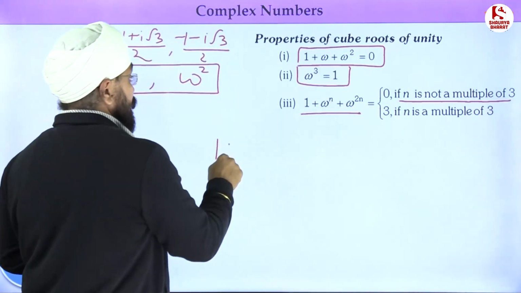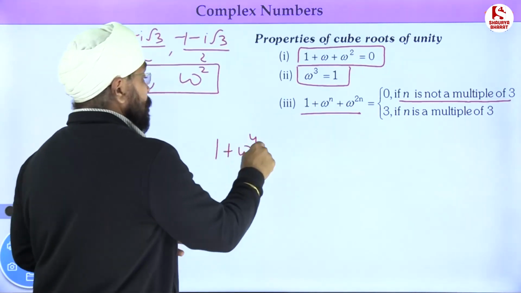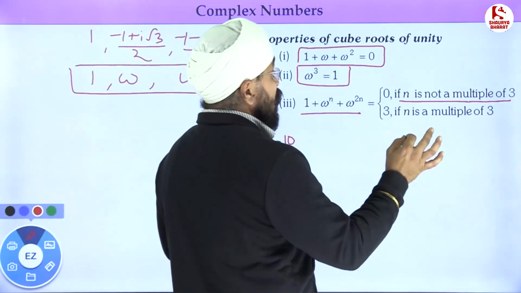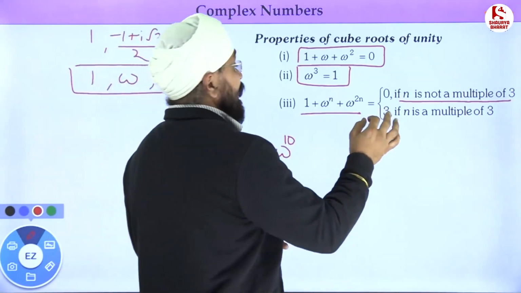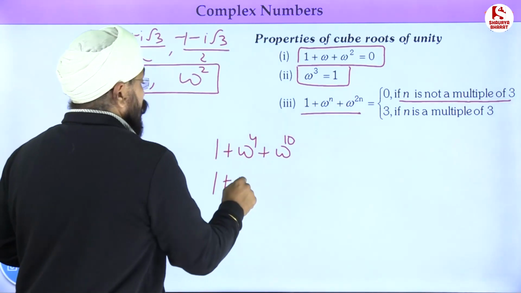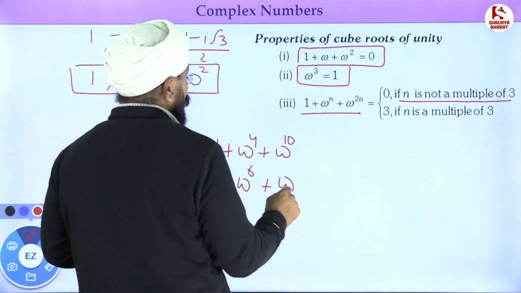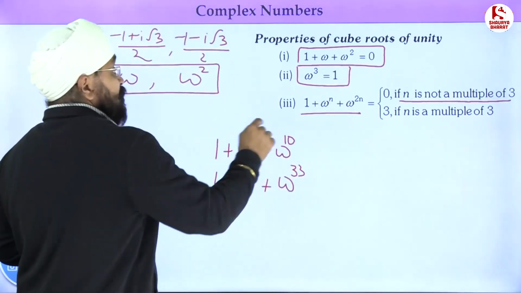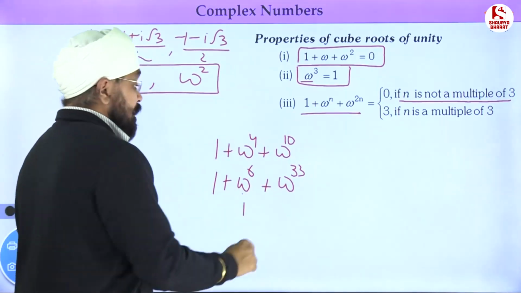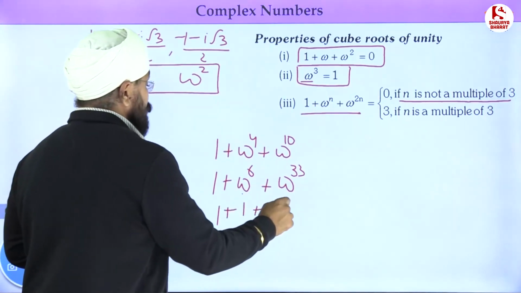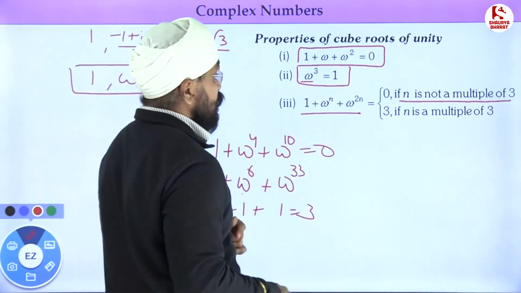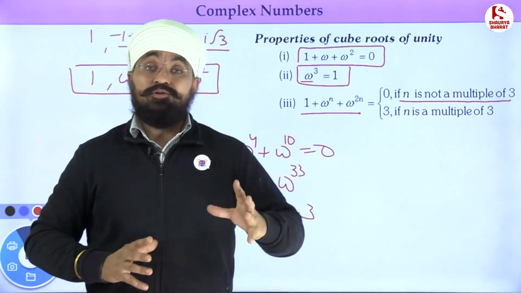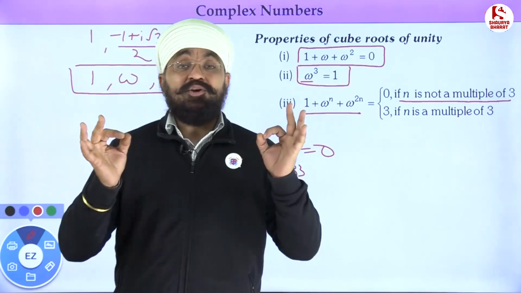Meaning if I want to find 1 plus omega to the power 4 plus omega to the power 10, this will always give you 0, because n is not a multiple of 3. But when you take n as a multiple of 3, meaning 1 plus omega to the power 6 plus omega to the power 33, the result will always come 3. Why? Because when we have the cube, this will always convert to 1. This will also convert to 1. So 1 plus 1 plus 1 will always give you 3, and the other will always give you 0. So just remember these properties, rather the first two properties, to solve the questions of complex numbers dealing with the cube root of unity.